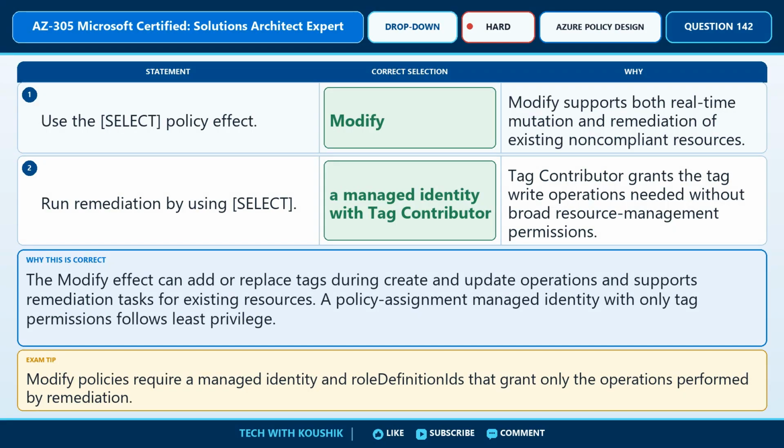The correct value for Statement 1 is modify. Modify supports both real-time mutation and remediation of existing non-compliant resources. The correct value for Statement 2 is a managed identity with tag contributor. Tag contributor grants the tag write operations needed without broad resource management permissions. Keep this examination point in mind. Modify policies require a managed identity and role definition IDs that grant only the operations performed by remediation.